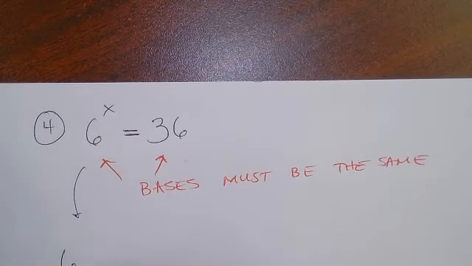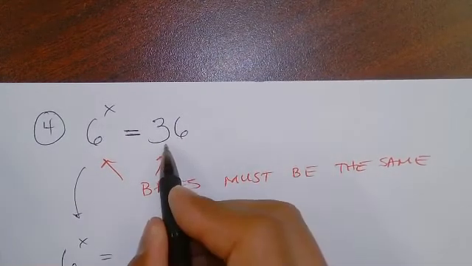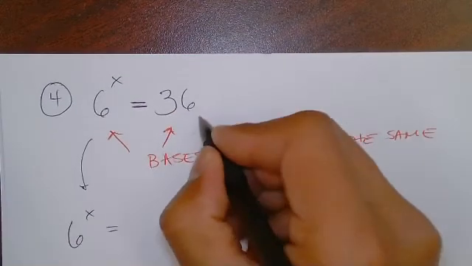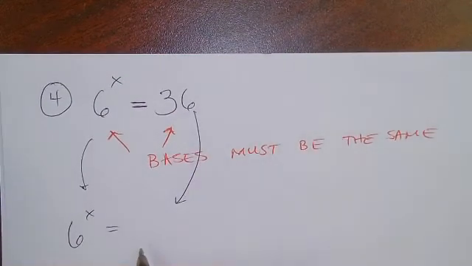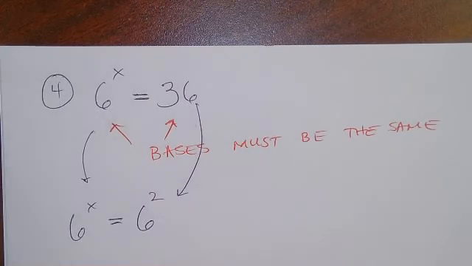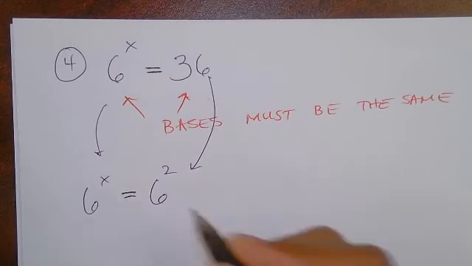But we've been working with bases and exponents, right? Is there a way that I can change this 36 to have a base 6? Can I rewrite 36 with a base 6? Yeah. What is 36? 6 to the power of what? 2. Come on, you guys know that's easy, the square ones.